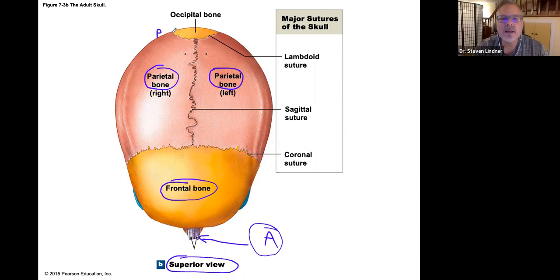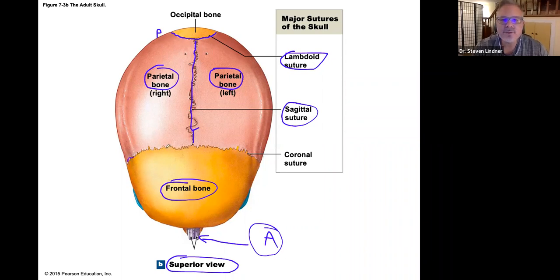Okay, so we're going to focus on this line here. That's the lambdoidal suture, lambda. It looks like the Greek letter lambda. Right here, separating into a left and right half, that's the sagittal suture. Remember the sagittal plane that we learned in an earlier lab. The sagittal plane separates into right and left halves. So this is the sagittal suture.